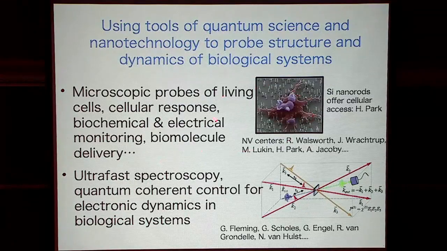And there are all these other kinds of ways one can then use these things to probe living cells. This, for instance, is using silicon nanorods to actually deliver things into cells and so on. So there's really exciting times for interfacing molecular quantum probes with biology these days.